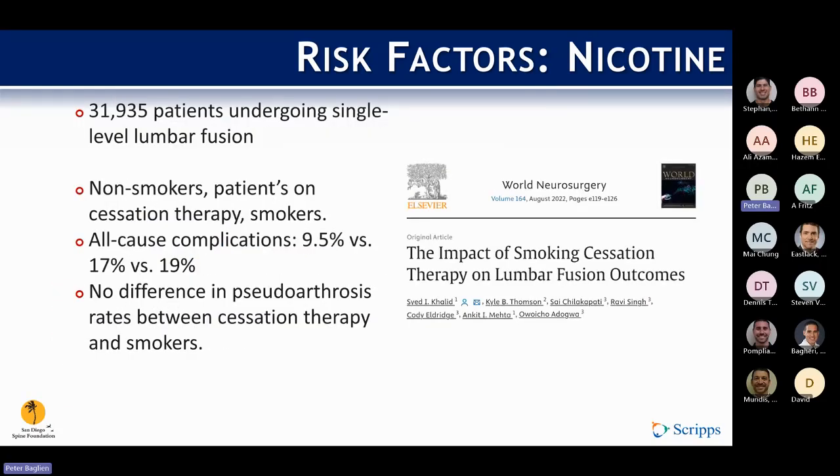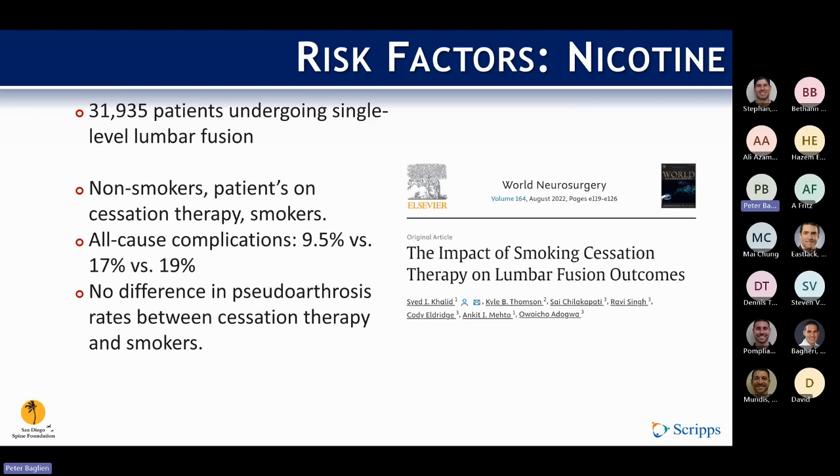This was an interesting paper, published in 2022, looking at the impact of smoking cessation modalities, specifically nicotine supplementation for smokers. And I think this is interesting because it looks at the effect that nicotine could potentially have on pseudoarthrosis rates, not just tobacco in general.